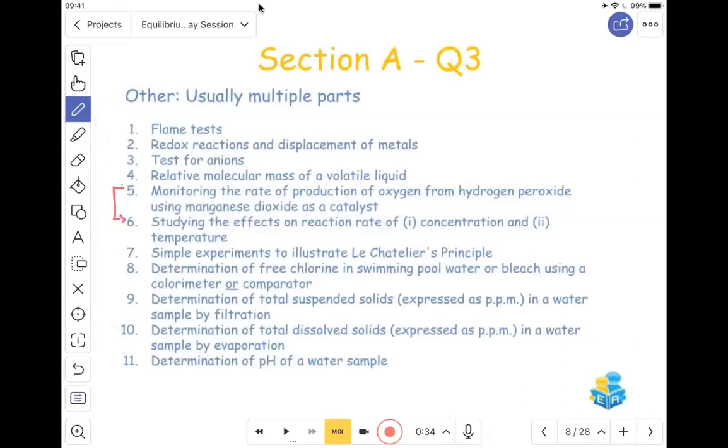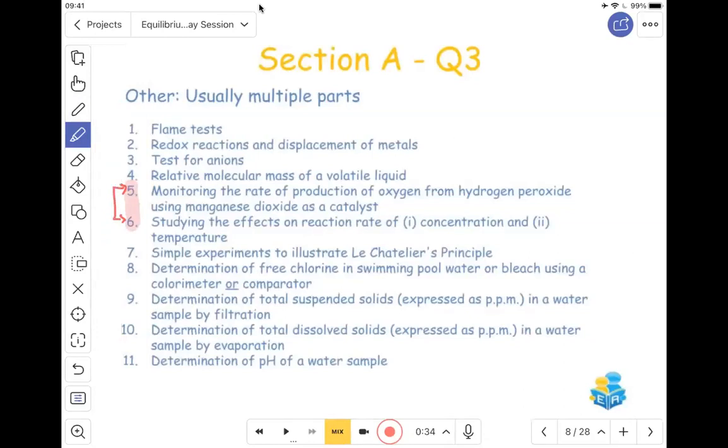Then I would be pairing 5 and 6 up together if you're revising. These are from the rates of reaction chapter. So I suppose I could actually just highlight those in red, couldn't I? Looking basically at the production of oxygen from hydrogen peroxide using manganese dioxide as a catalyst, and similarly studying the effect the concentration and temperature have on the rate of our chemical reaction.